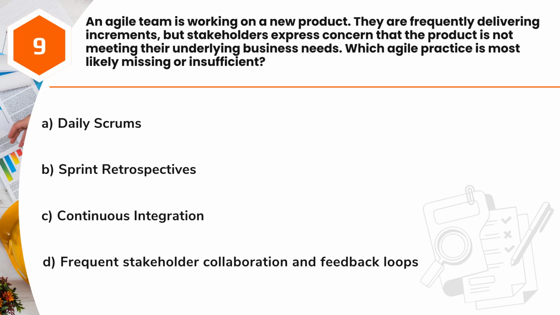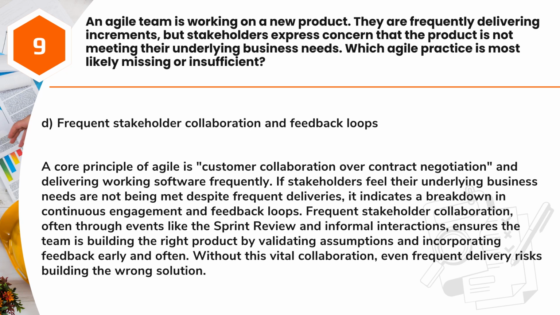A. Daily Scrums. B. Sprint retrospectives. C. Continuous integration. D. Frequent stakeholder collaboration and feedback loops. Answer: D. Frequent stakeholder collaboration and feedback loops.